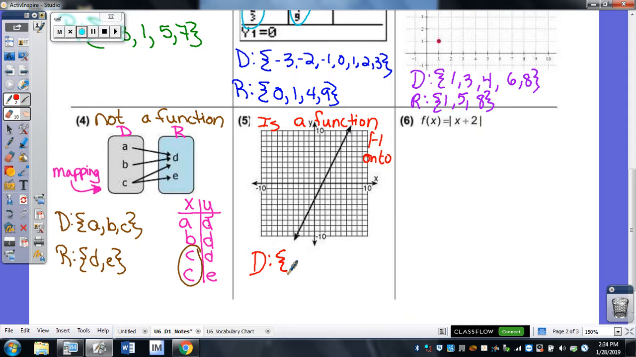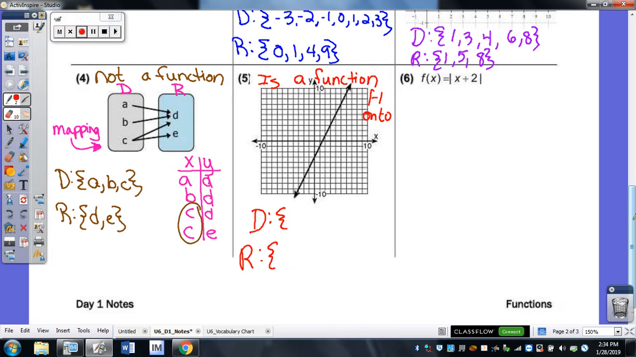Domain. So for this one, we are not going to want to use our roster form. We're not going to want to keep writing everything out because you can't. There's an infinite amount of answers here. So I'm going to use my set builder.